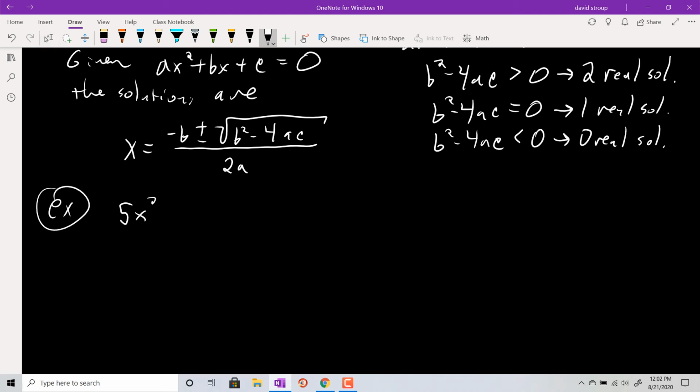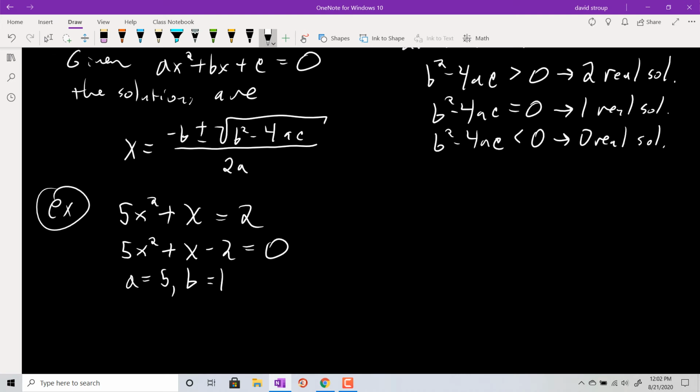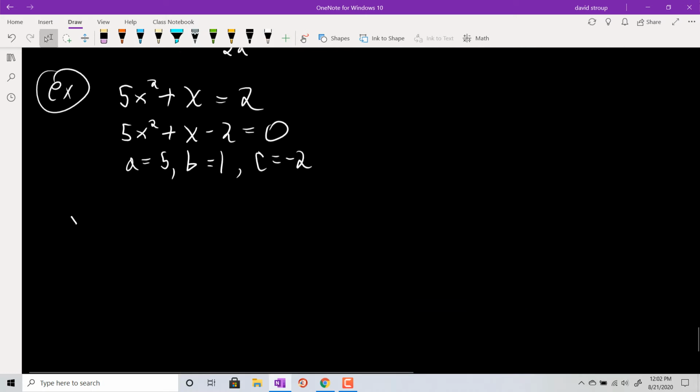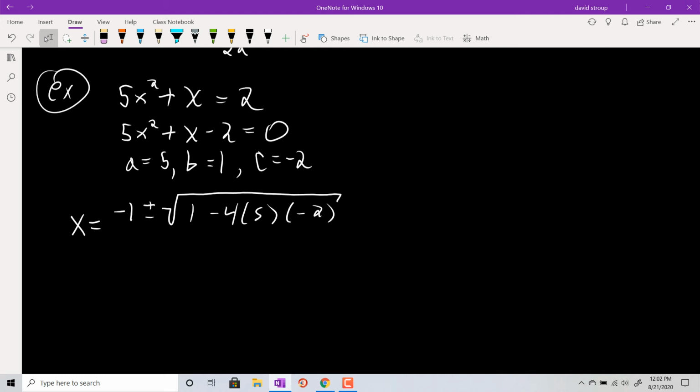So I have 5x squared plus x equals 2. I need to get it in the appropriate form, so I move the 2 over. Okay. And then my a is 5, the b is whatever's in front of x, which is 1. The c is negative 2. Okay, so my solutions are x equals negative b, so negative 1, plus or minus the square root of 1 squared is 1, minus 4 times a times c, okay, all over 2 times a.